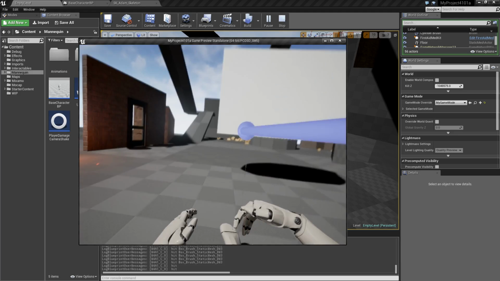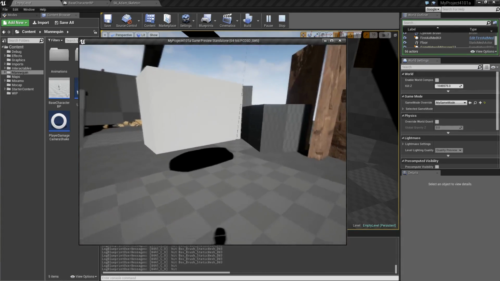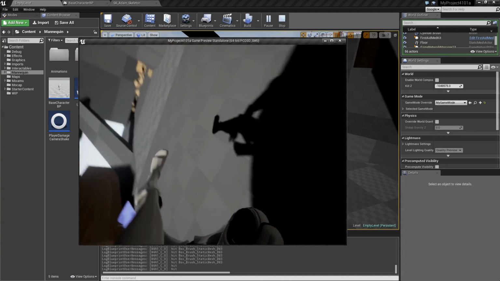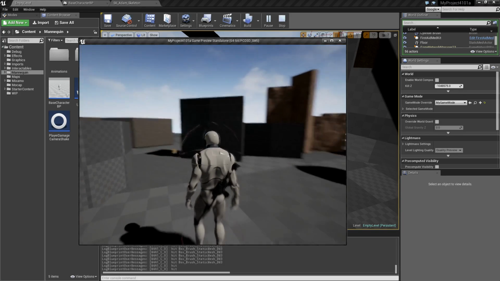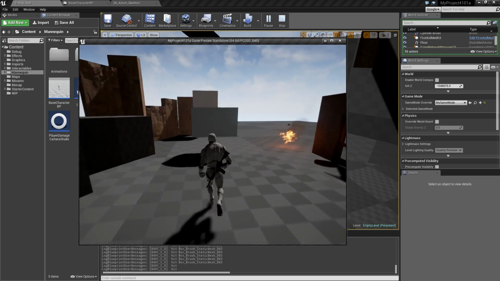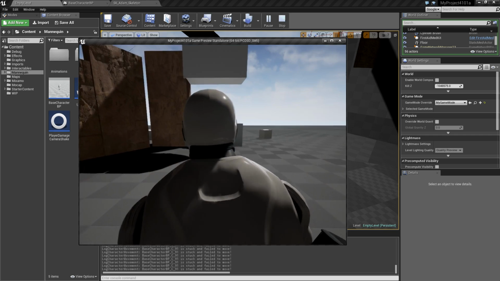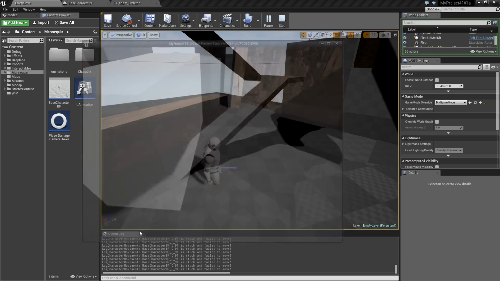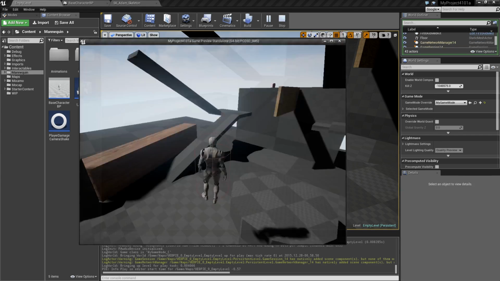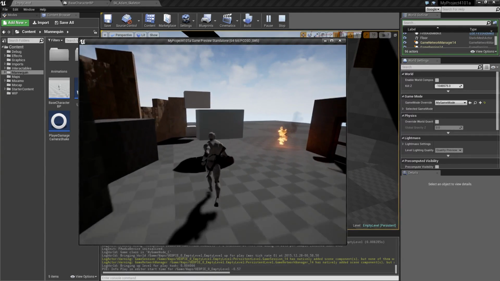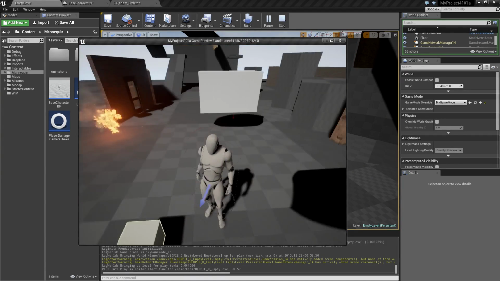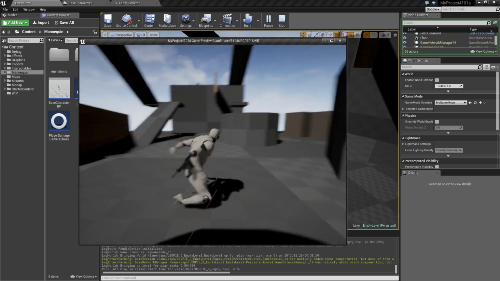Okay, and we also can run up to this one and then slide under it. So from third person, that's going to look like this. It's going to get stuck into the ground eventually, sometimes. Let's try that again. Here we go.